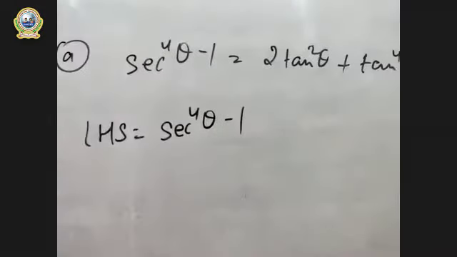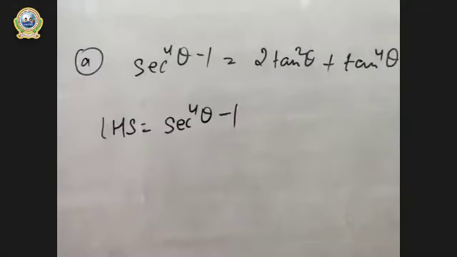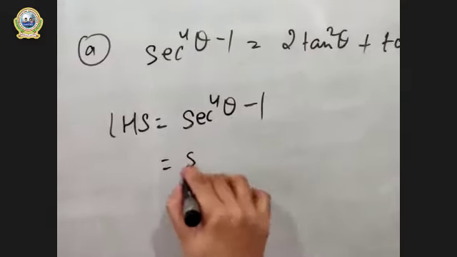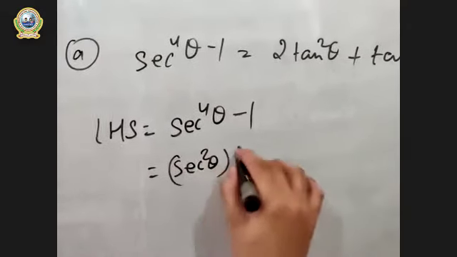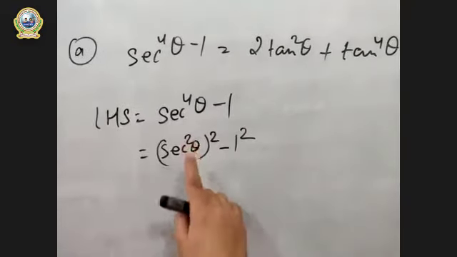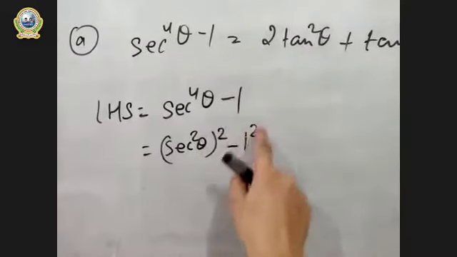LHS says sec power 4 theta minus 1. I think it gives us a hint to use a formula. Look here. It can be written as sec square theta whole square minus 1 square. Is it clear? Square power square becomes power 4, and 1 is the square of itself.